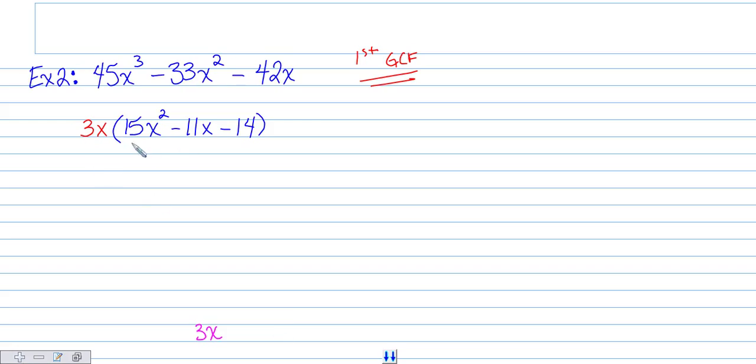We have a trinomial now that we need to factor, okay? So we're going to draw an x. And then I'm going to go ahead and draw the t-chart right here because you kind of want it near this anyway. And then I'll draw my box. Okay?